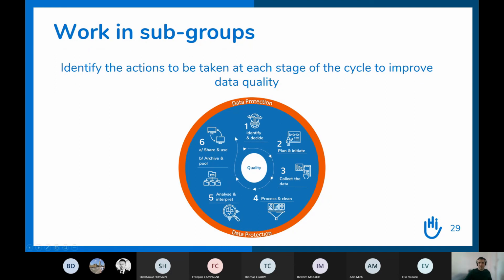Okay, so I'm going to launch the groups. Once again, you will have Elsa and François facilitating the discussion. Okay, I'm launching the group.